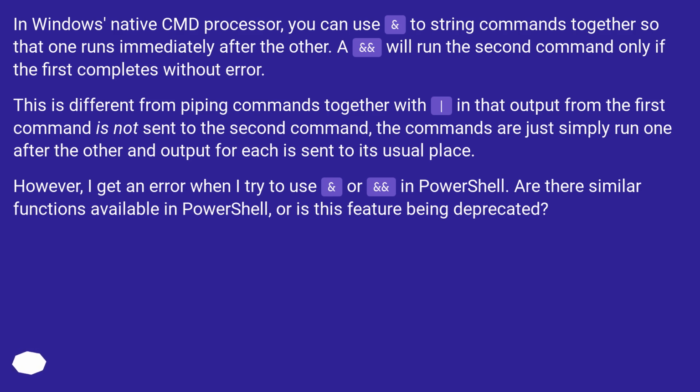In the Windows native CMD processor, you can use an ampersand to string commands together so that one runs immediately after the other. A double ampersand will run the second command only if the first completes without error. This is different from piping commands together with a pipe, in that output from the first command is not sent to the second command. The commands are just simply run one after the other and output for each is sent to its usual place.